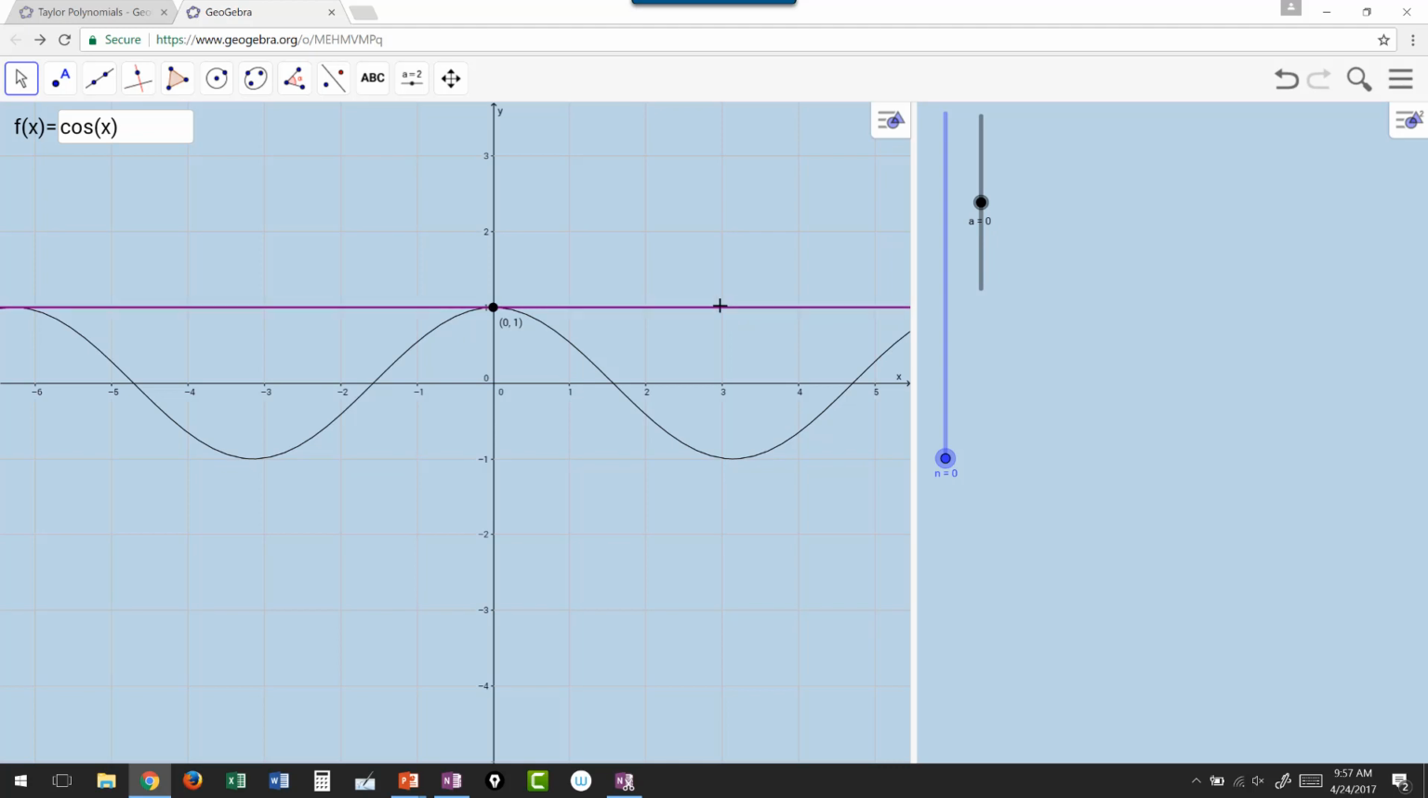And what we have here is the best possible horizontal straight line approximation to cosine near 0. And we can see that really, really near 0, that's actually not a terrible approximation. All right, next up we're going to find the best possible straight line approximation, in other words, the polynomial of degree 1.